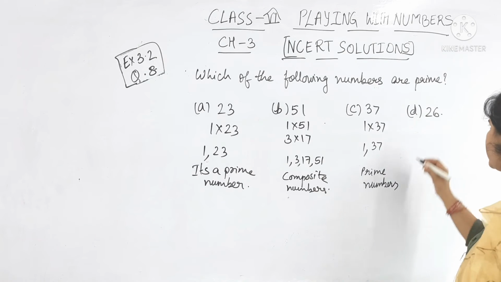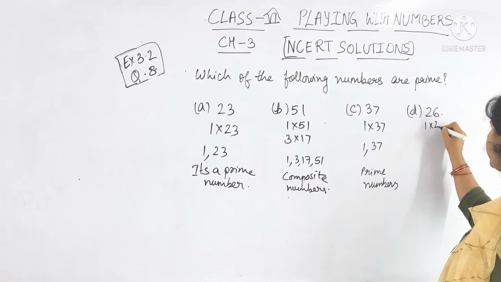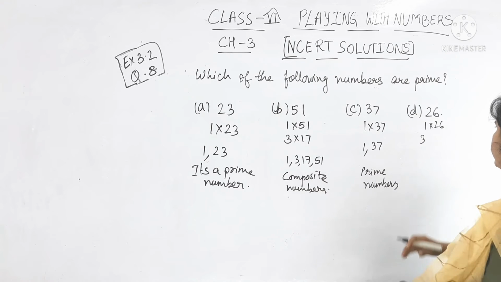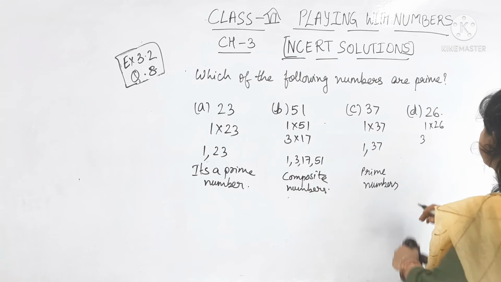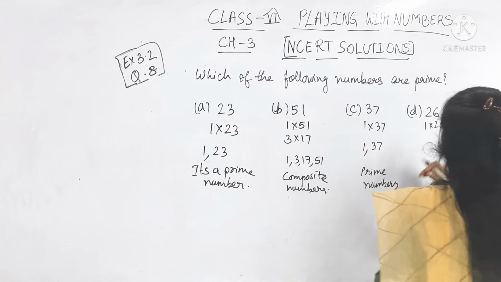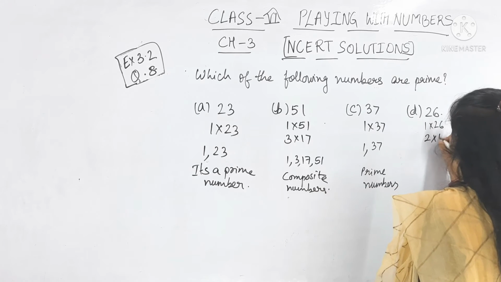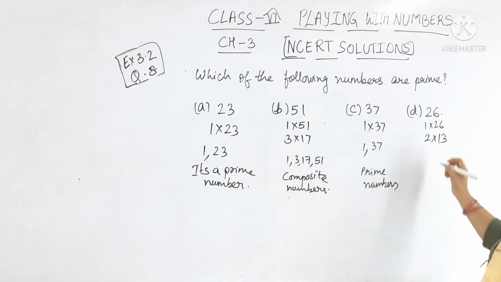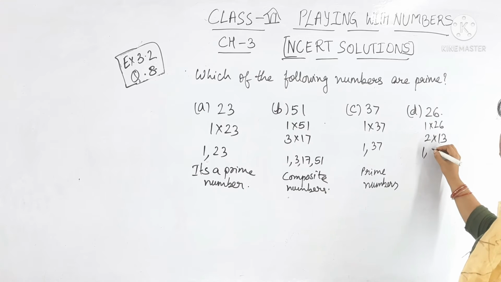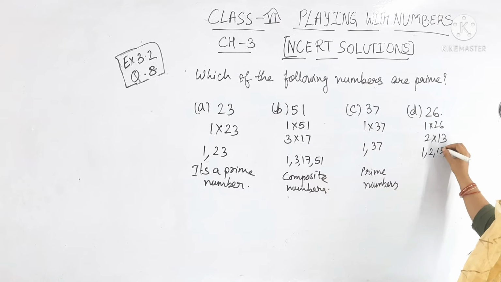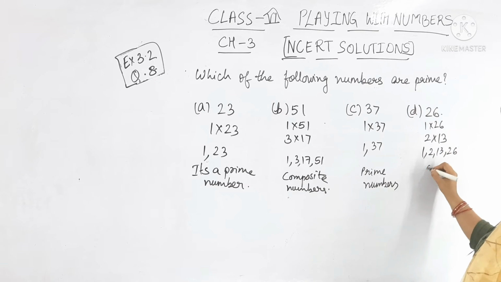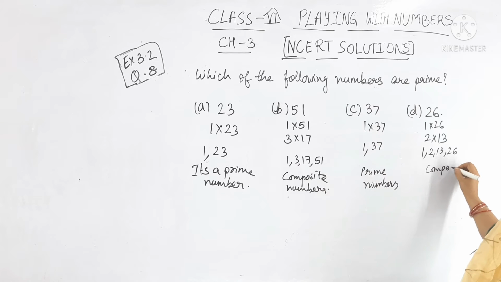Are you getting it? Here 26: 1 into 26, and 2 into 13. The factors are 1, 2, 13, 26. So this is a composite number.